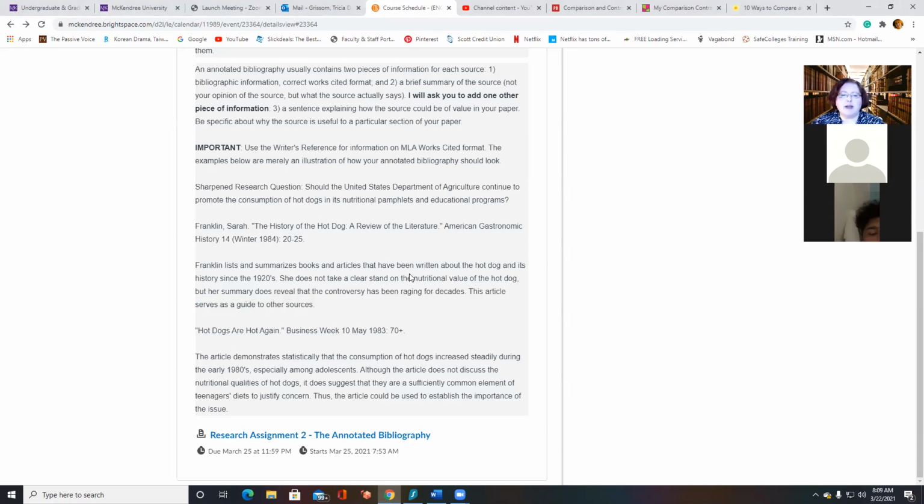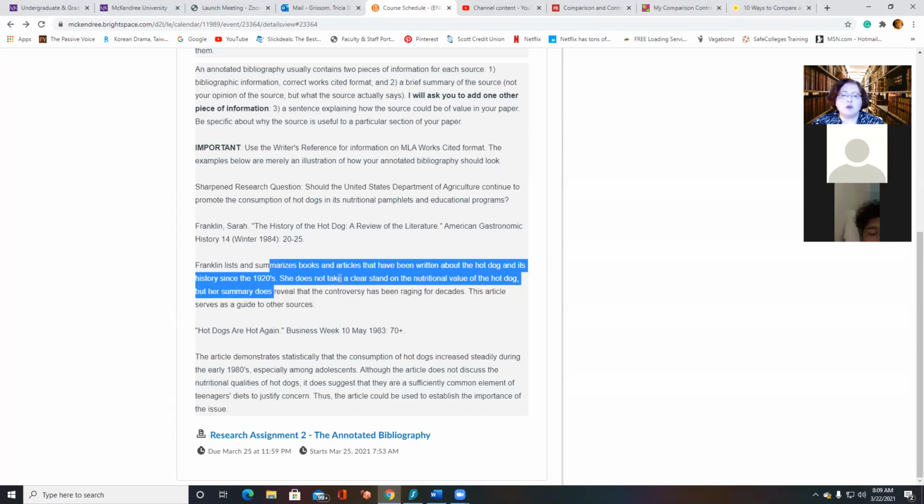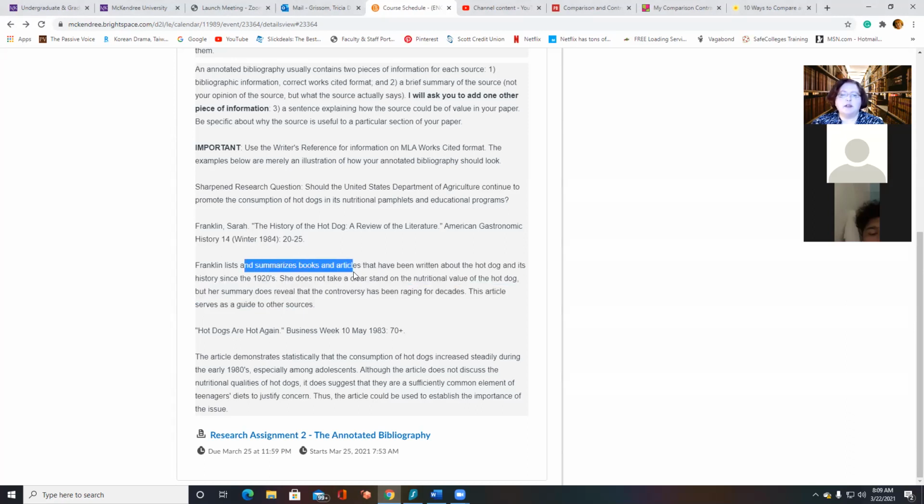So you're going to have basically 3 to 4 sentences, a couple that summarize the source. So in this one, Franklin lists and summarizes books and articles written about hot dogs. She does not take a clear stand on the nutritional value. So this is basically just a source that gathers information about hot dogs. This article can serve as a guide to other sources. Sometimes you choose a source not because the content in it is valuable to your paper, but because it refers to other sources that gave you more leads.